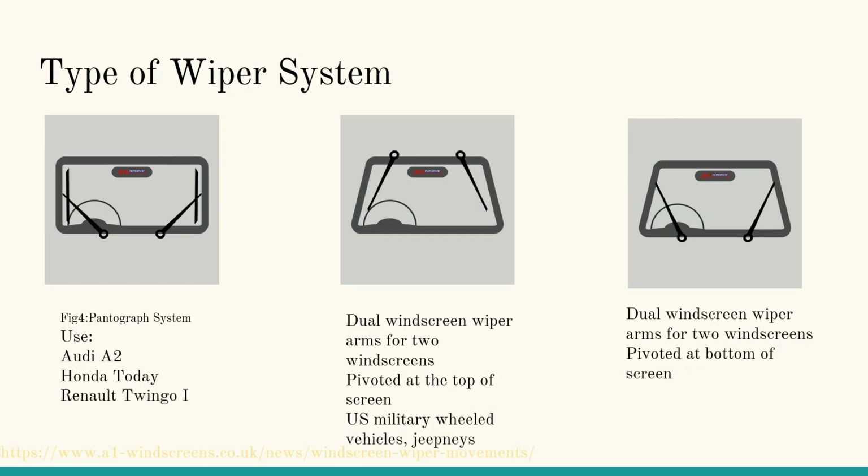And some more types of wiper system are like one is the pantograph system, and the other is duo windscreen wiper arms for two windscreens, where one is pivoted at the top of the screen and the other one is pivoted at the bottom of the screen.